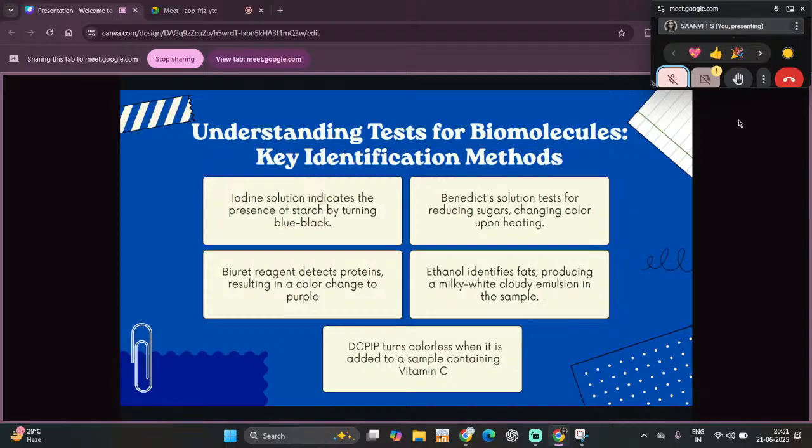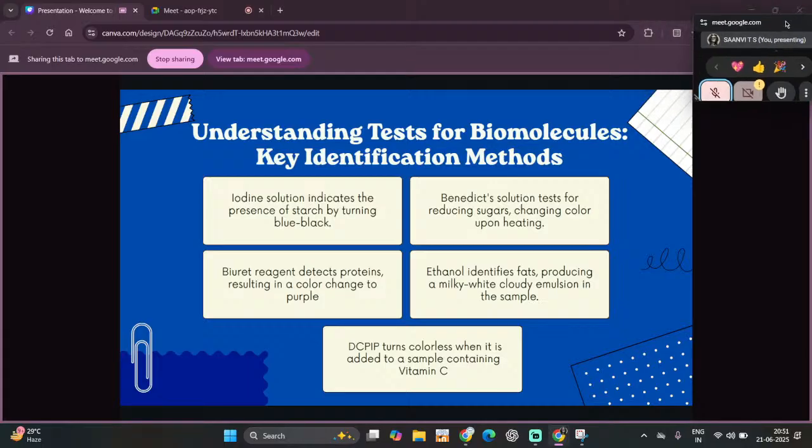So, just to tell you guys a little bit about what iodine solution is, it's a mixture of I2, which is free iodine, and potassium iodide. They are both not soluble in water, so through some other chemicals, they are made soluble in water.